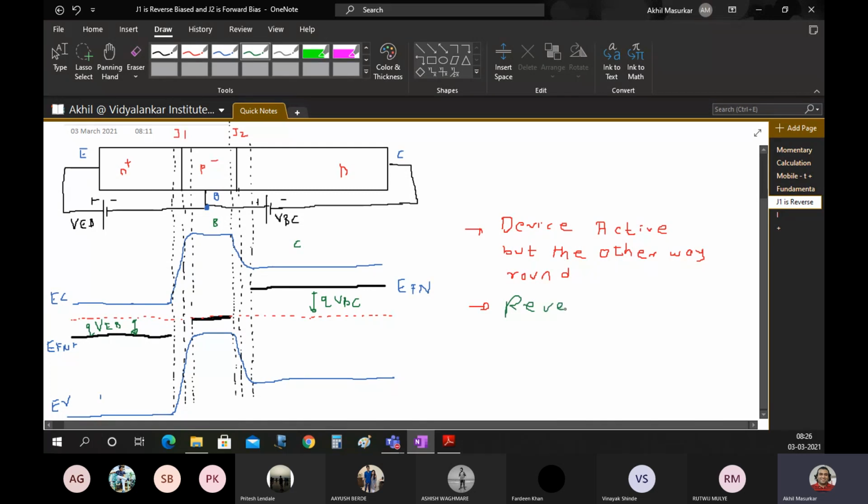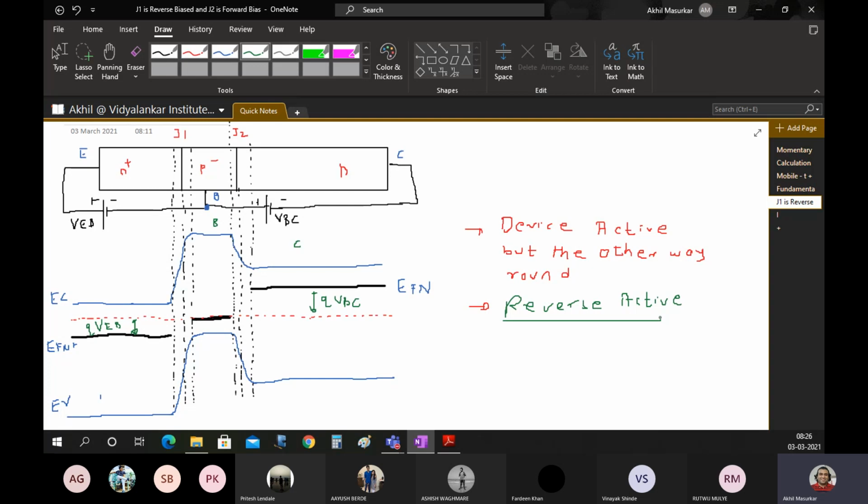We call this reverse active, and we don't want reverse active because we may damage the emitter when we reverse active the BJT. So the conduction should be in the forward active mode only.